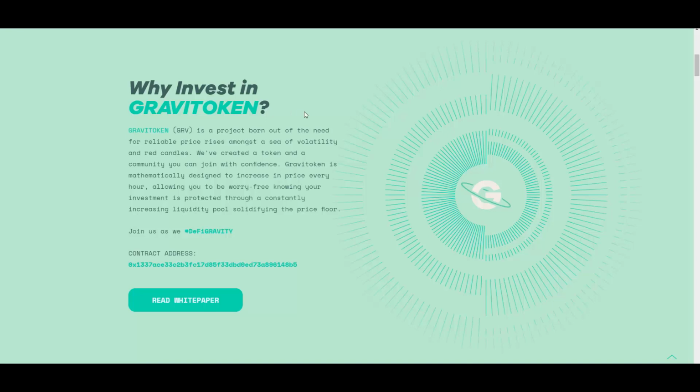GraviToken is a project born out of the need for reliable price rises amongst a sea of volatility and red candles. We've created a token and a community you can join with confidence. GraviToken is mathematically designed to increase in price every hour, allowing you to be worry-free knowing your investment is protected through a constantly increasing liquidity pool, solidifying the price floor. And obviously, they also have taxation on each transaction, which we'll go over in a second.